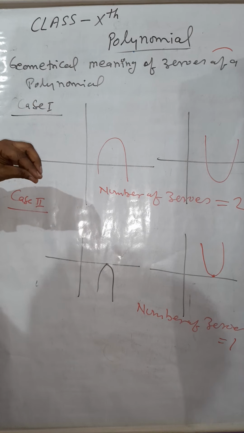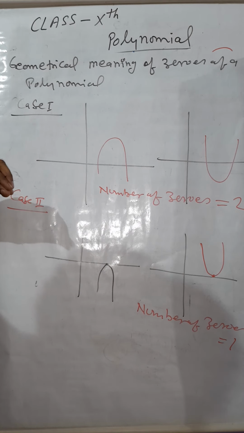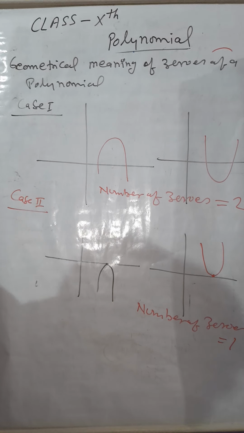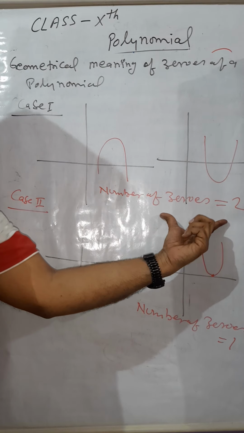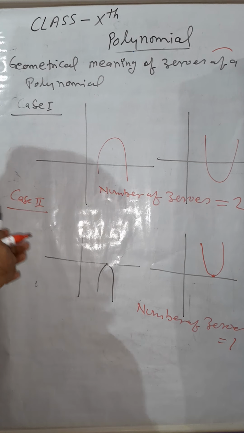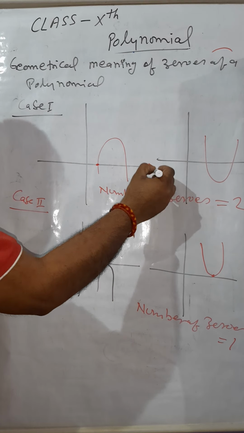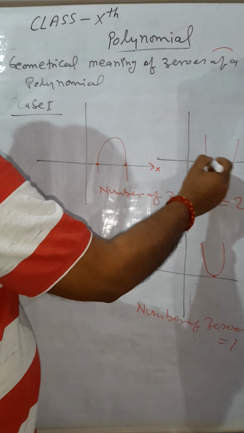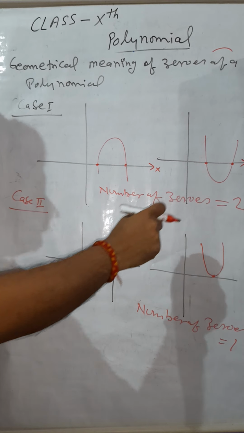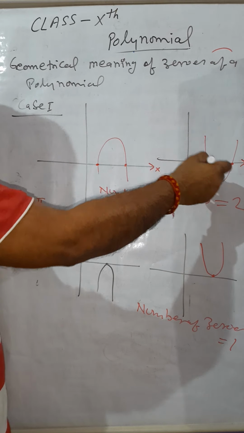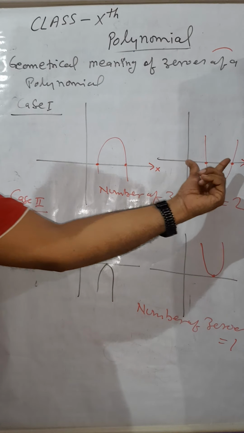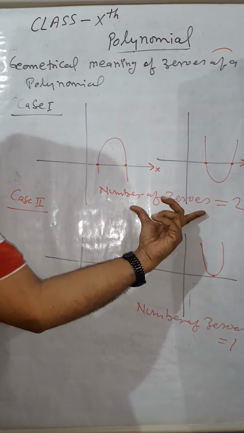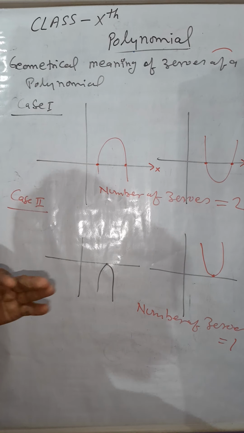When the graph of a quadratic polynomial intersects the x-axis at how many points? The number of points will be the number of zeros. Since this graph intersects the x-axis at 2 points, 1 and 2. Similarly, in this graph, again this parabola intersects the x-axis at 2 points. So the maximum number of zeros that can be obtained from these two figures is 2.